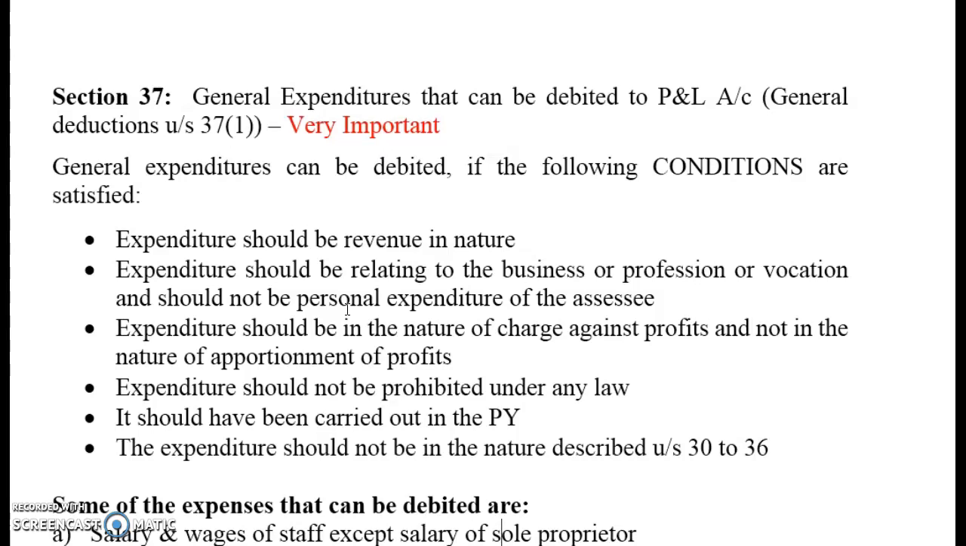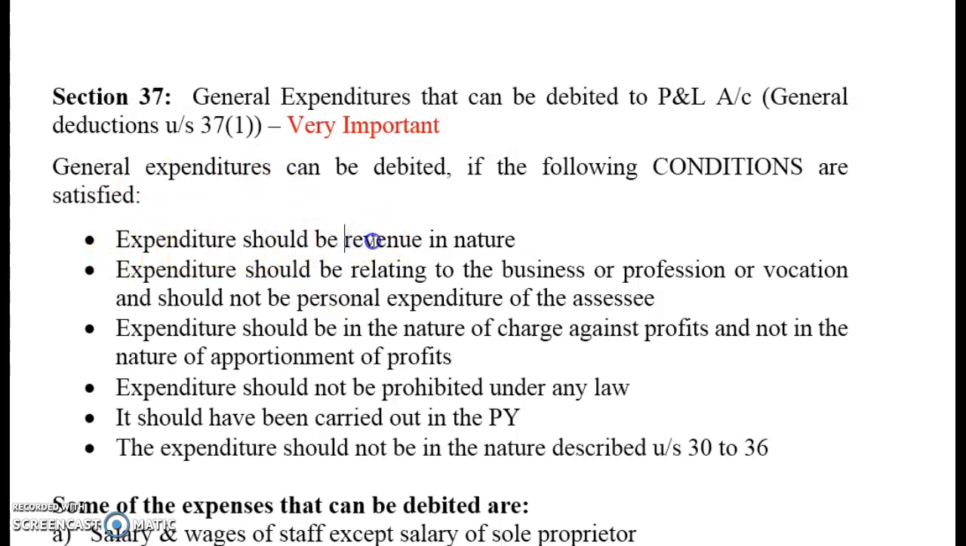Section 32 is regarding depreciation, which we'll do later in the sessions, but first we'll understand the general deductions. These are very important before moving to any kind of practical question. General expenditures can be debited only if the following conditions are satisfied. Which are the conditions?